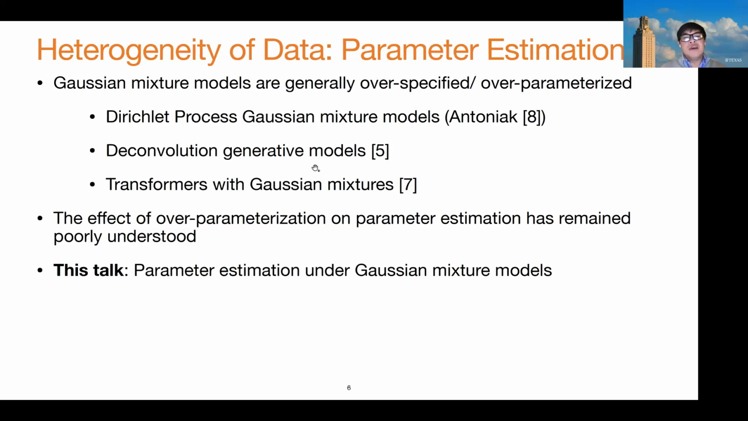And then we also have the models that I just introduced, for iterative models and for transformers. In all these examples, we use a lot of parameters to fit the data. And one question is, using that many parameters in Gaussian mixture models, does it have any effect on the heterogeneity of data? That's why we focus on understanding the effect of over-parameterization on the latent structures.